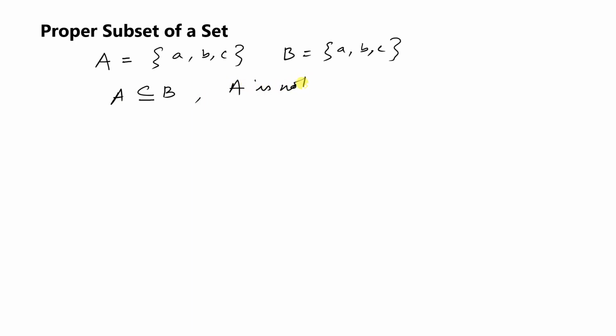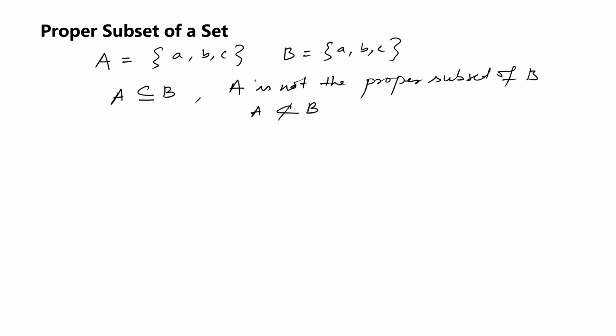Proper subset of a set. So here comes the proper subset. What I told you earlier: if I say A is equal to {a, b, c} and B is equal to {a, b, c}, so here I can write A is the subset of B, but A is not the proper subset of B. Or you can write it down mathematically like this: A is not the proper subset of B. So what do you mean by proper subset?